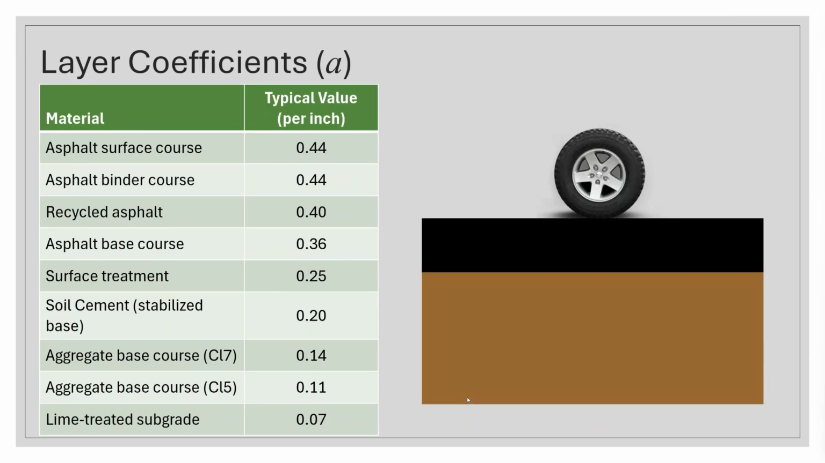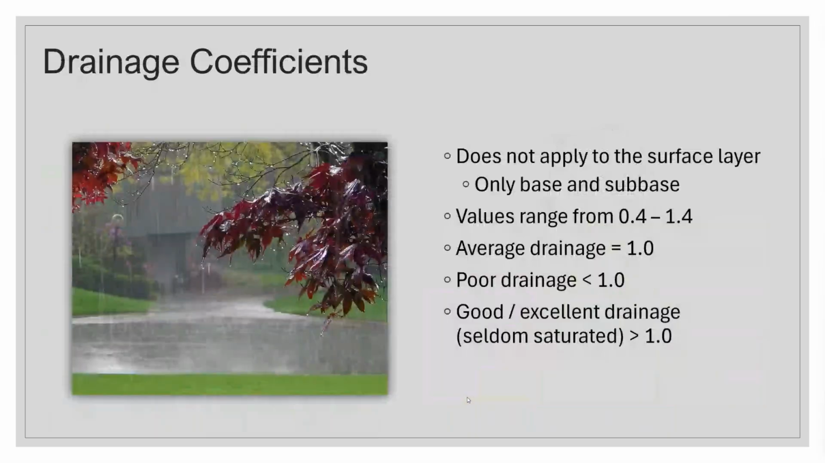So remember that we have a load on top, and we're trying to spread out that load as much as possible. So the higher the layer thickness is, or the more structure we get from those layers, the more we're going to be able to spread out that load and reduce its impact on the subgrade, which is really the ultimate piece of the foundation.